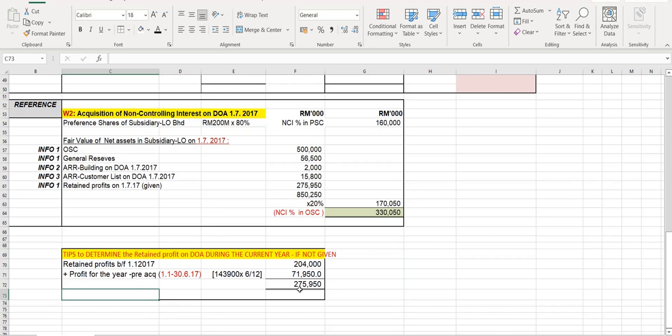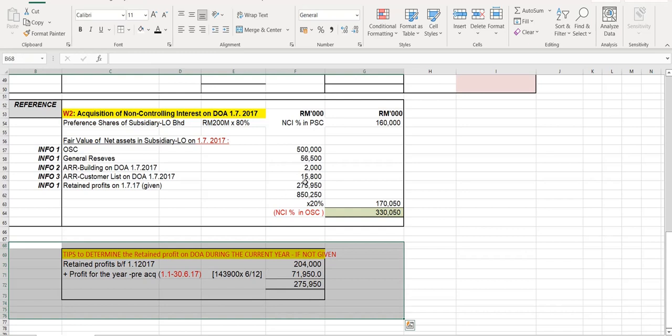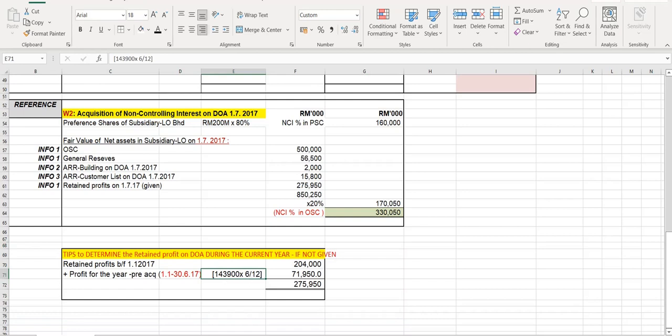You can do this way to find the same figure that was given in the question. You can check this yourself, but if the question does not give it to you, this is how you get the figure: the retained profit on the date of acquisition during the current year. You can use the retained profit brought forward and add it to the pre-acquisition amount so that you can find what profit stood in the company on the date of acquisition. But bear in mind to apportion them according to 6 months for the profit for the year. So you get the retained profit on the date of acquisition.